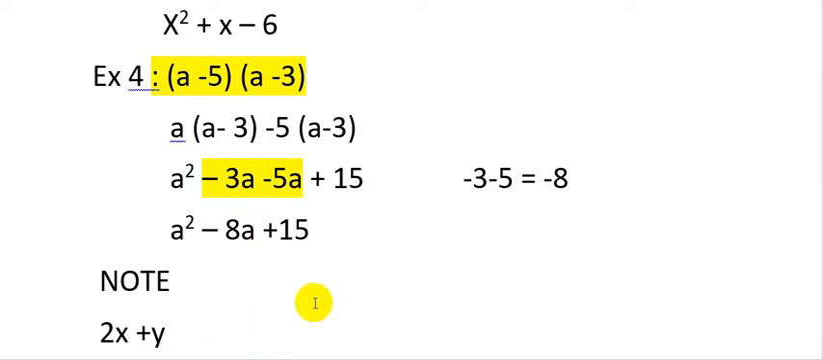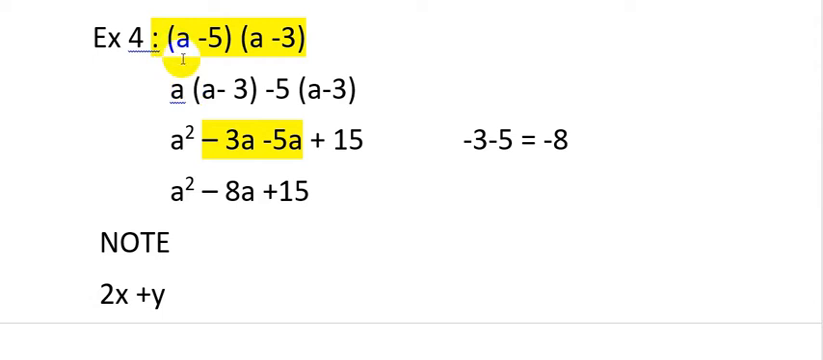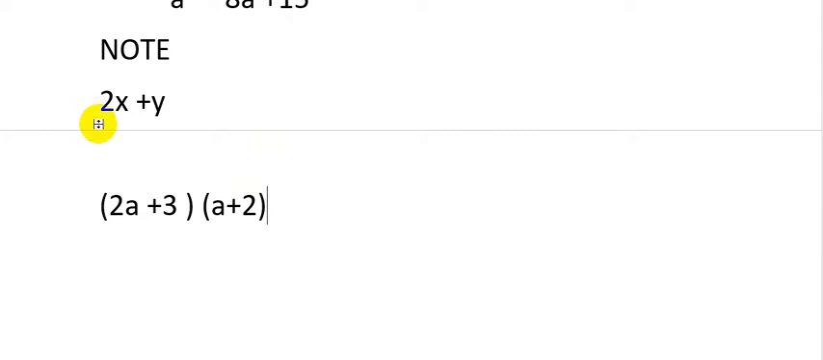What is this form of 2x plus y? It means expressions something like this: 2a plus 3, which you are going to expand with, let's say, a plus 2. In the previous examples, the very first term was always an unknown term, but here the form is different, where we get the algebraic term with a number. That is why we refer to this as taking the form of 2x plus y.